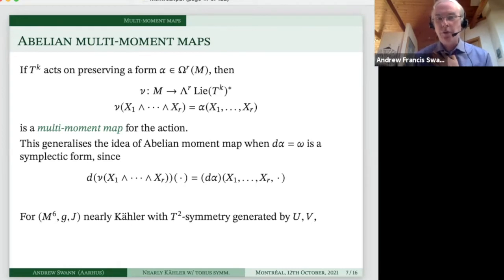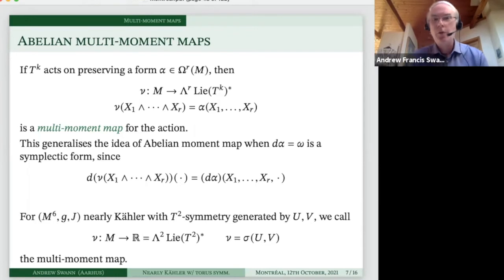So when we have a T2 symmetry, I'm going to call the generators U and V, and then the alpha I'm going to take is just going to be the two form sigma, which is invariant, and nu is just evaluation of sigma on U and V. So this just maps into the real numbers. The notation is very slightly different here. I fixed a basis now, but I will still call this the multi-moment map.